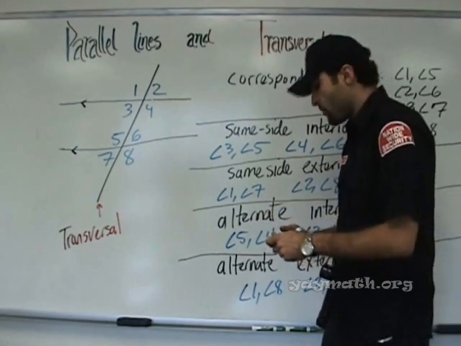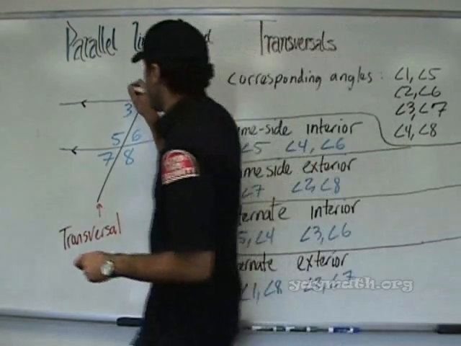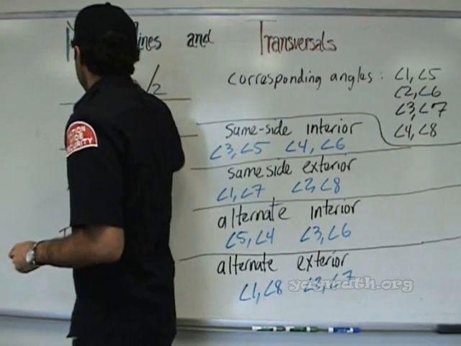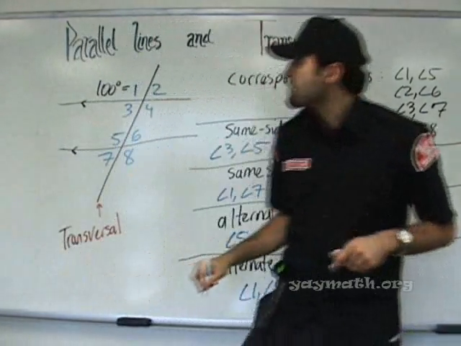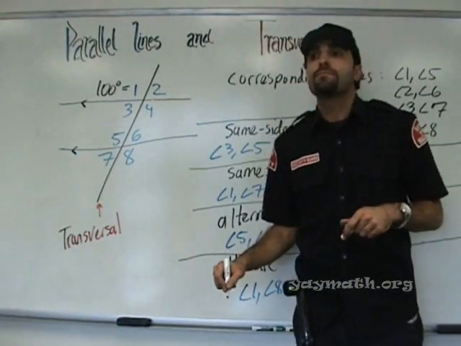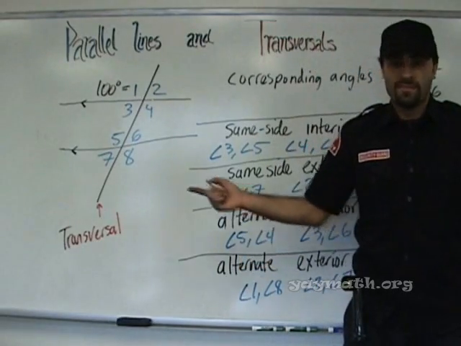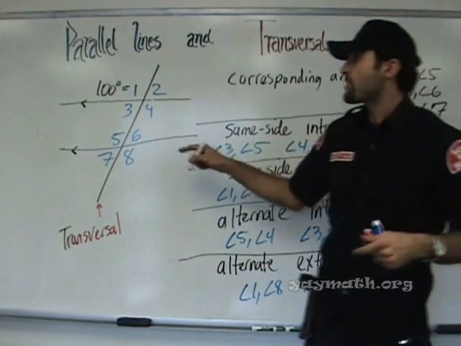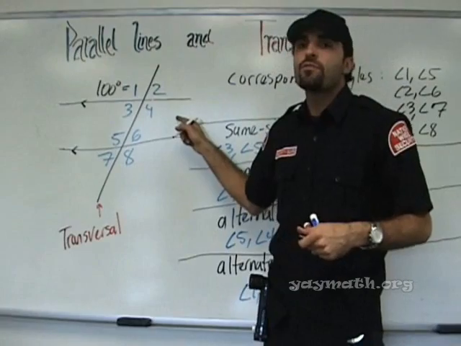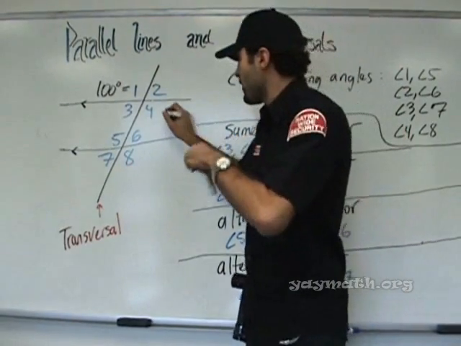What if I made angle 1 into, let's say, 100 degrees? What would angle 4 be? Yes, anyone, everyone. 100 degrees. Angle 4 is 100. Why? Because angle 1 and angle 4 are? Vertical angles. Vertical.